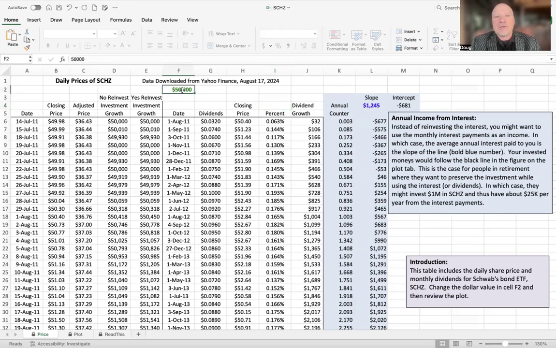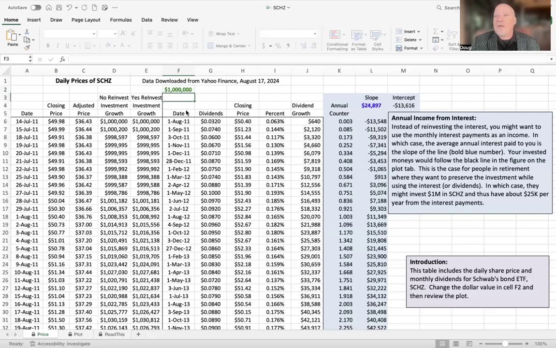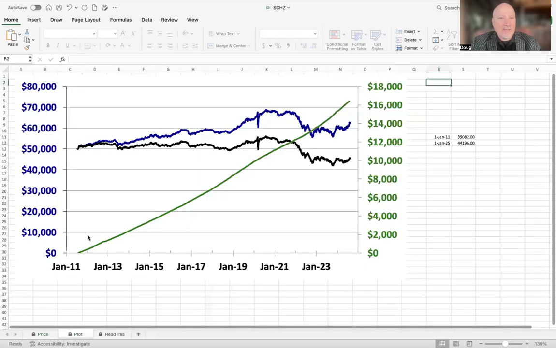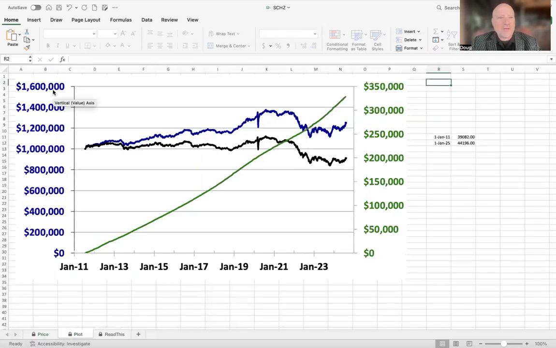Now, the other alternative way of looking at these sorts of things is to say, well, let's say I'm retired and I want to live off the interest. I don't want to touch the principal, rather I want to live off the interest. In which case, maybe in retirement, you've decided that you want to put $1 million into this bond fund because you've invested well and you have the monies to do that. This $1 million invested would look like this. It looks very similar to the 50,000, just changing the y-axis values.